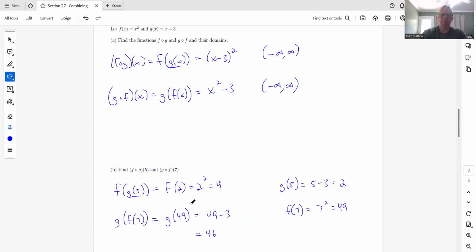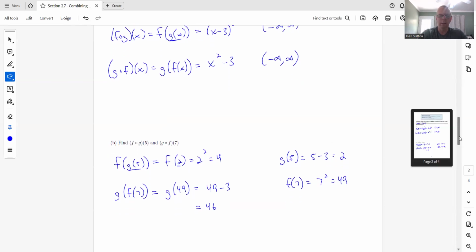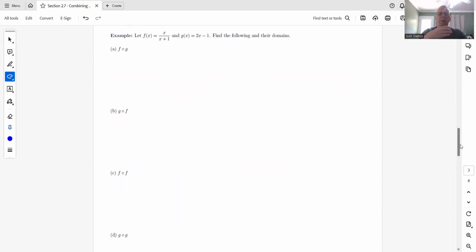But we'll see some where maybe it might be a little bit easier to just do this by itself. All right, so the next one, let's look at these, find the following in their domains.